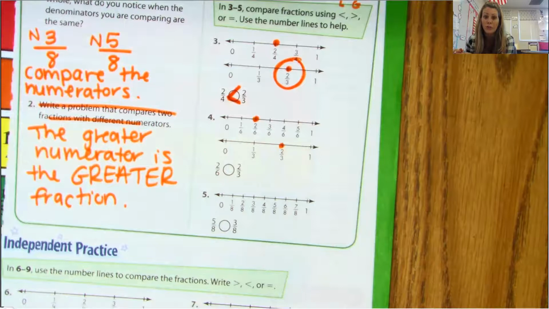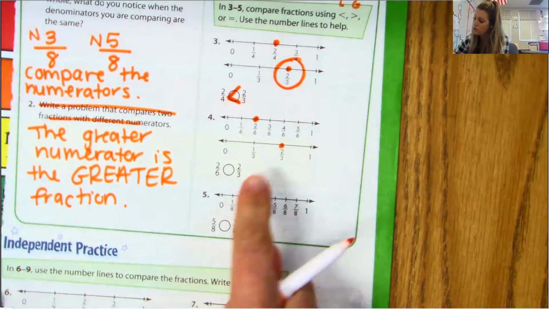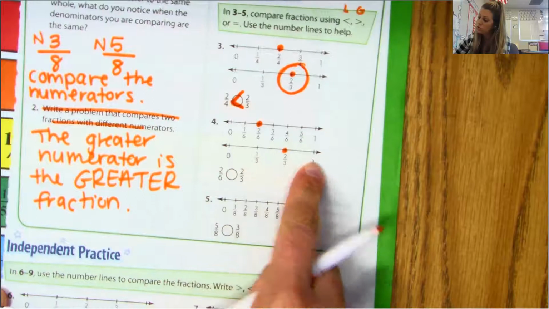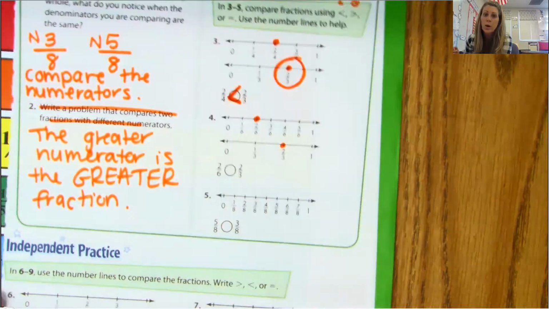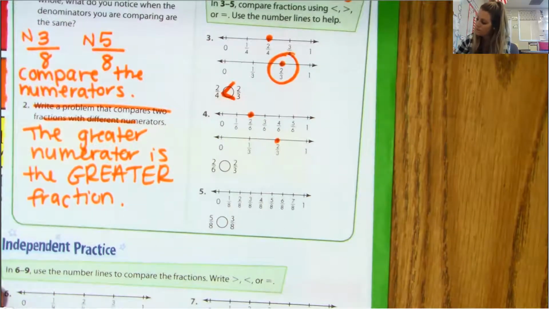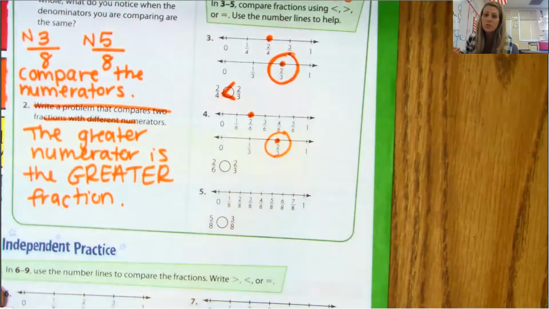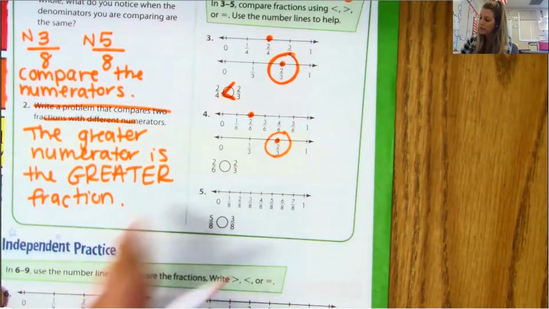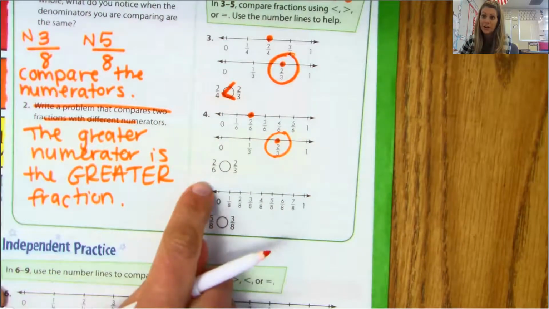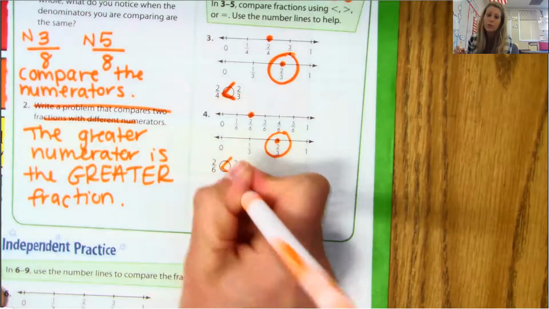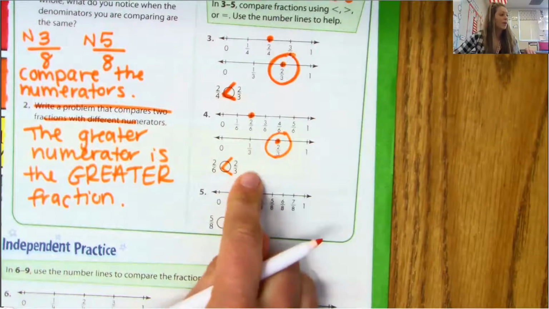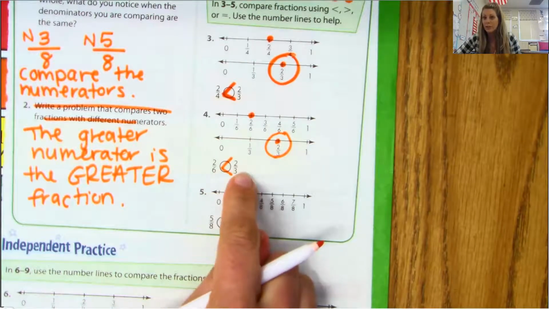Circle the greater fraction. We know it's greater when it's closer to 1. Okay? 2/3 or 2/6? Which one's closer to 1? Circle it. 2/3 again, right? So what are we going to put in? 2/6 is not greater. It's what? Less than 2/3. And our alligator mouth is eating the greater fraction.